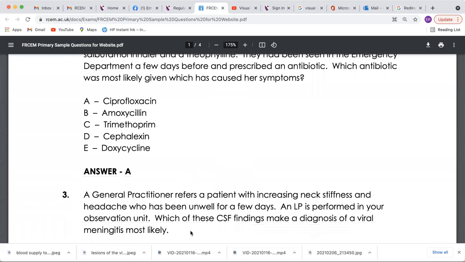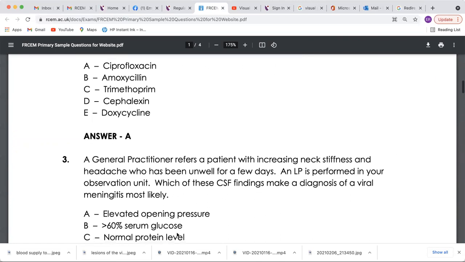Right. Next question is, a general practitioner refers a patient with increasing neck stiffness and headache who has been unwell for a few days. An LP is performed in your observation unit. Which of these CSF findings make a diagnosis of meningitis most likely? So, right, this is a patient with suspected meningitis. You've done an LP. Now they're looking at the CSF report with suspected viral meningitis. So let's look into the answers.